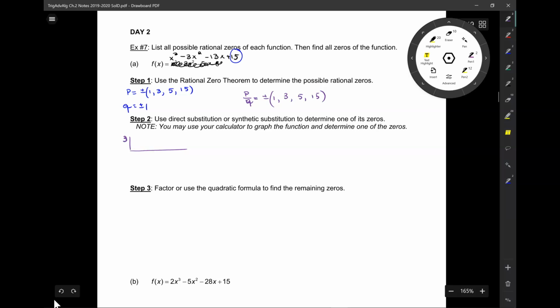Let's do 3. So I have 1, -3, -13, 15. 1 comes down, and then I have 3, 0, 0, -13, -39. Is that going to be a 0? No. So then you move on to another one to see if it works.